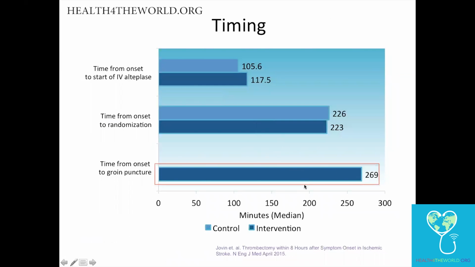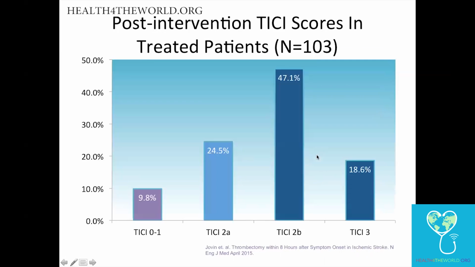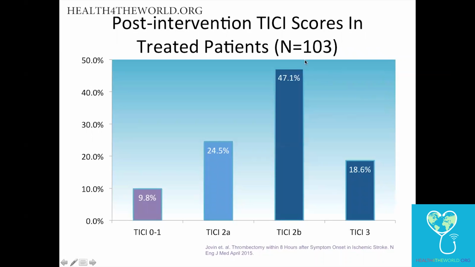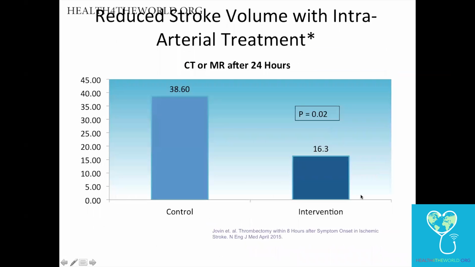Again, time to groin puncture is going to be longer here because we're expecting these to be slightly longer in the event that we're allowing patients to have a more delayed presentation. But again, we still had higher rates. Better than 50% of patients were getting some TICI 2B or TICI 3 results in terms of the recanalization rate. And again, their stroke volumes were significantly lower, as you can see here relative to the control arm.